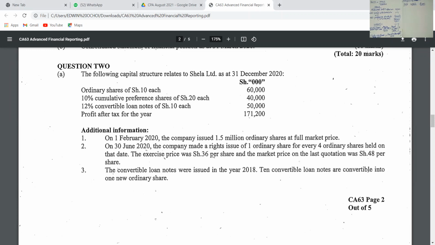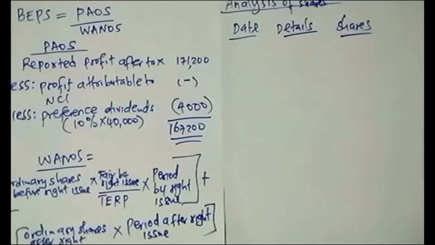Obviously, the shares which were outstanding as per the given capital structure. As per the given capital structure, they are saying that ordinary shares of shillings 10 each, so the total is 60,000. So to get the number of shares which they issued in order to raise a capital of 60,000, we take 60,000 and divide by 10.